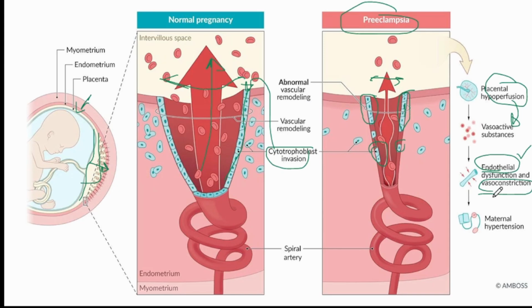Okay, so this leads to maternal hypertension, and the platelet dysfunction also leads to certain other effects on different organ systems. That is termed as organ dysfunction. Okay, this is, I think, pretty easy to understand. There is patchy infiltration, and because of that patchy infiltration, there is decreased blood flow to the placenta, and that leads to release of vasoactive substances, and that leads to endothelial damage and vasoconstriction. That vasoconstriction leads to maternal hypertension and endothelial dysfunction that leads to end organ dysfunction.